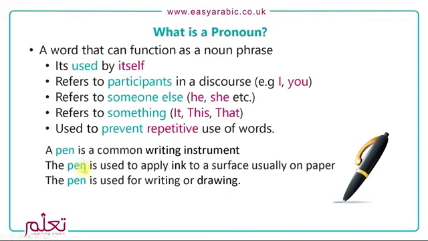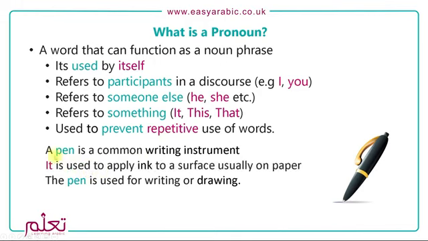So pronouns can be used to prevent the repetitive use of words. Here, if we say a pen is a common writing instrument, and then we say it, we're now referring to the pen. It is used to apply ink to a surface, usually on paper. It is used for writing or drawing. So when we talk about it, people know that we are talking about the pen. Okay, so this is where the pronouns come in.